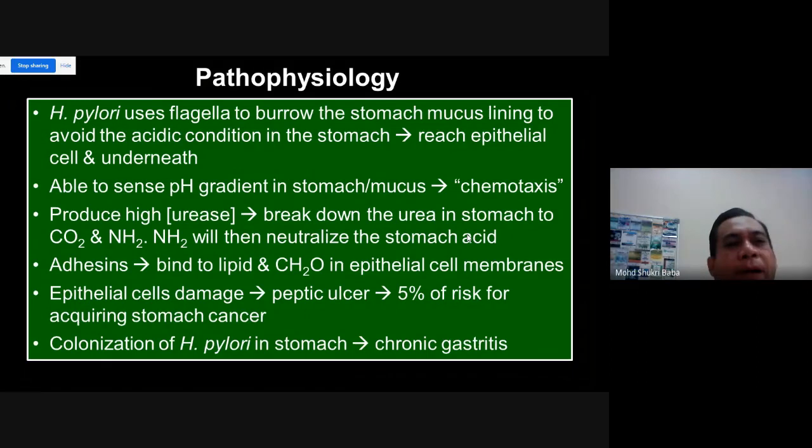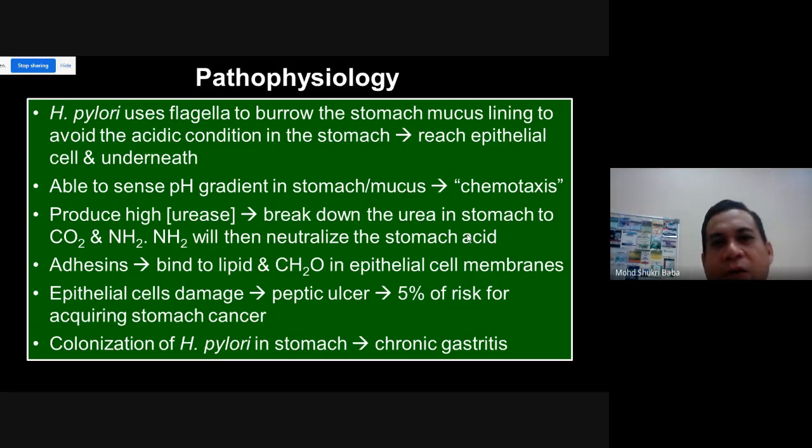Pathophysiology, okay. H. pylori use flagella to burrow the stomach mucous lining to avoid the acidic condition in the stomach. So they will reach the epithelial cell and underneath. So maknanya kat sini, the environment in the stomach is too acidic for them, terlalu berasid, alright. So Helicobacter pylori dia akan gunakan flagella itu untuk burrow, okay, dia akan mengorek stomach mucous lining tu, dan dia menyorok di dalam tu untuk dia mengelakkan acidic condition tu, alright.